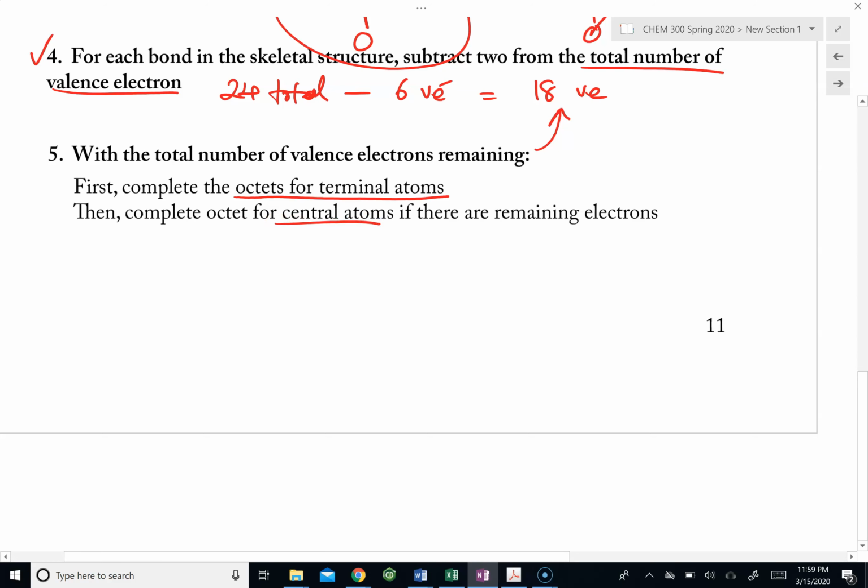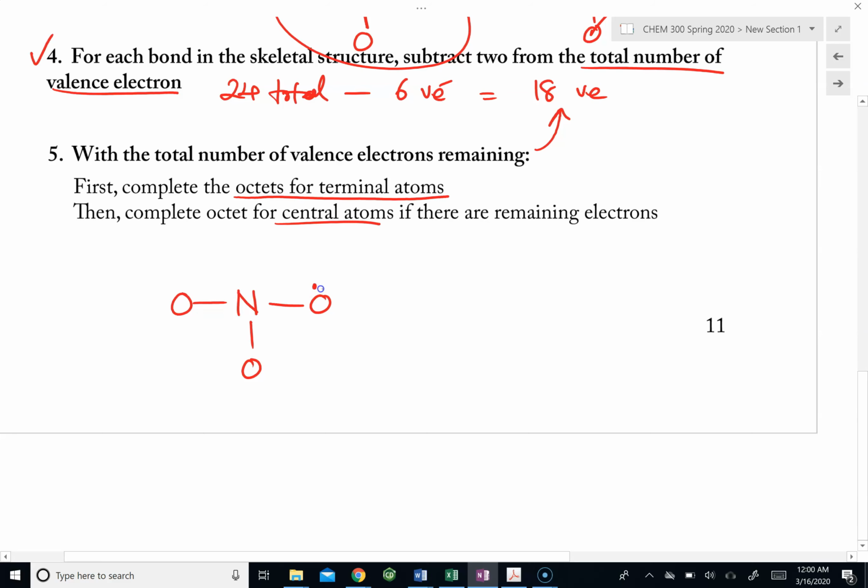So in this case, let's draw our example again. So this is our skeletal structure. And right now we have 18 valence electrons remaining. And we can see that each of the oxygen terminal atoms will need 6 more electrons to complete the octet.